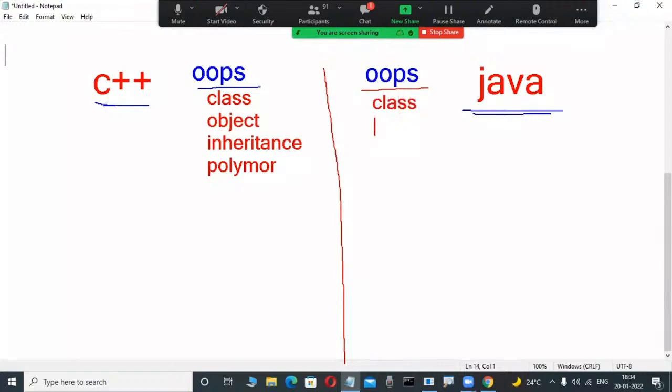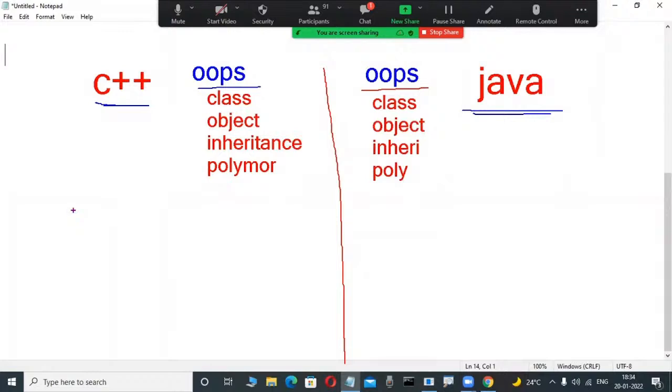What is a class? What is an object? Some concepts are there or not? Yes, here. What is inheritance? Yes, here. What is polymorphism? So many concepts are there. That's why conceptually class, object, inheritance, polymorphism are the same, in C++ and in Java. Encapsulation, binding, something like this. Okay, but observe here.